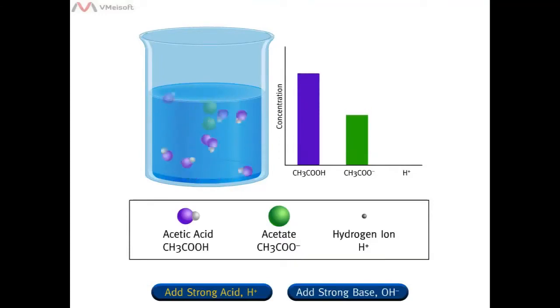The strong acid H+ reacts with the base component of the buffer, acetate, CH3COO-, producing the acid component of the buffer, acetic acid, CH3COOH. The buffer has resisted a change in pH by removing strong acid, H+, from the solution.